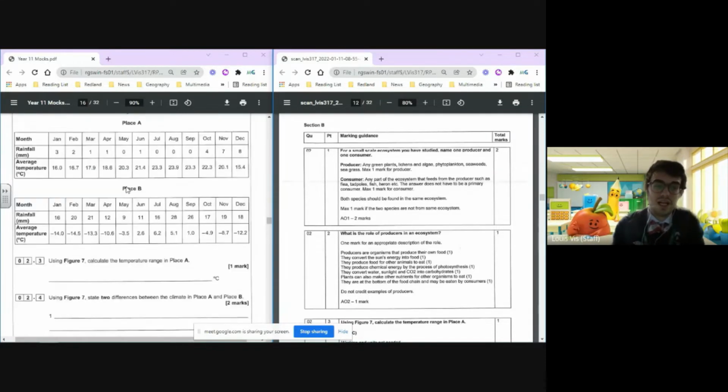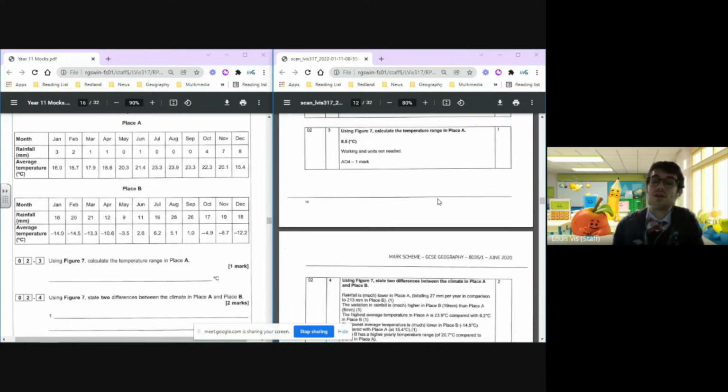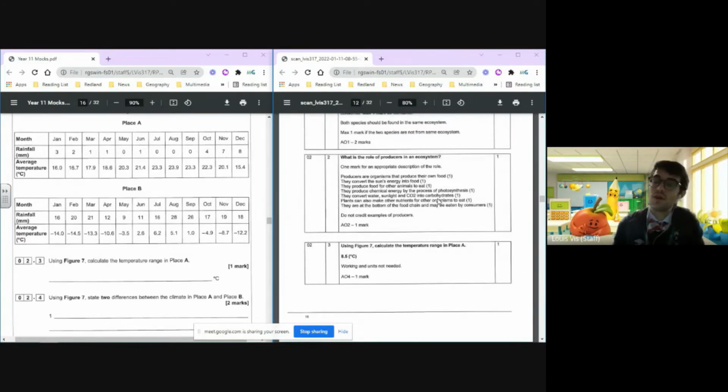Nice and easy. In here, he said using figure 7, calculate the range. The range is, I'm sure you've done it in maths. Most of you got that right, but the range is the difference between the highest and the lowest point. Okay, don't go calculating some fancy stuff. It's just what's the difference between the lowest point and the highest point. Easy. The answer there was 8.5 degrees.